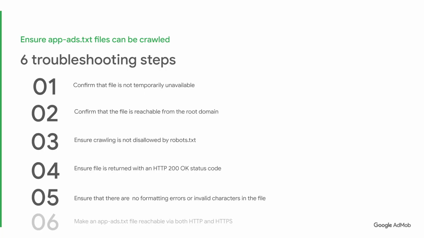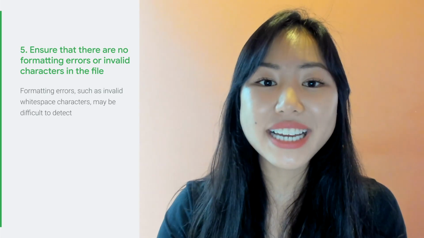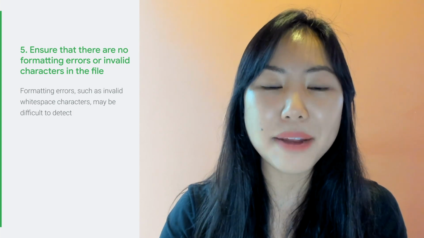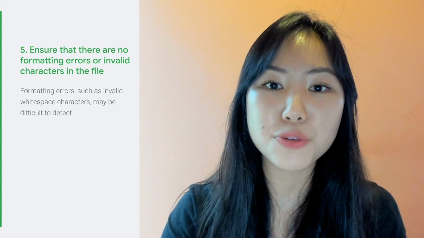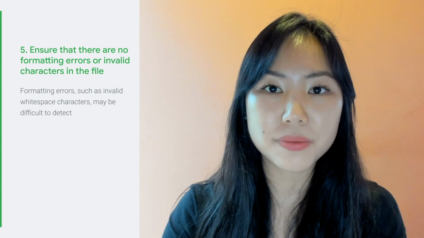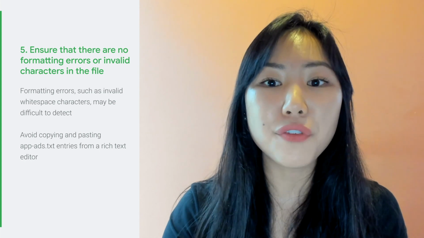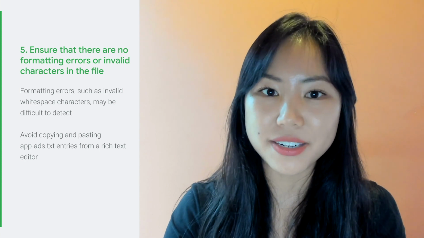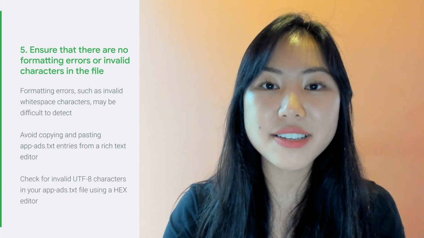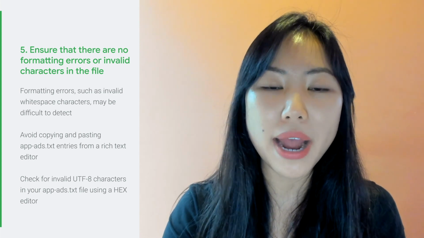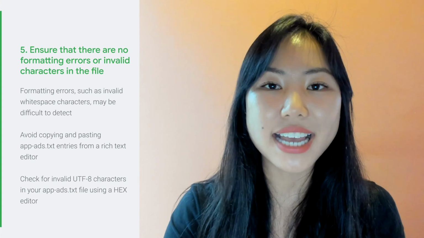Number 5. Ensure that there are no formatting errors or invalid characters in the file. Formatting errors, such as invalid whitespace characters, may be difficult to detect but can make an apex.txt file difficult to parse by a crawler. This may therefore result in a file being ignored. To prevent this from happening, avoid copying and pasting apex.txt entries from a rich text editor. We recommend using a plain text editor. You can also check for invalid UTF-8 characters in your apex.txt file using a hex editor.